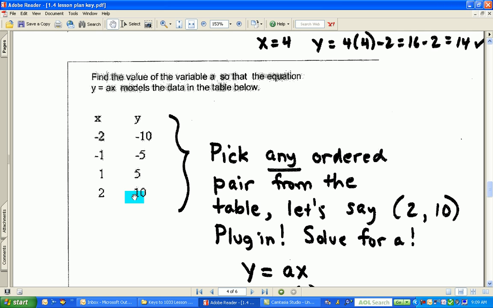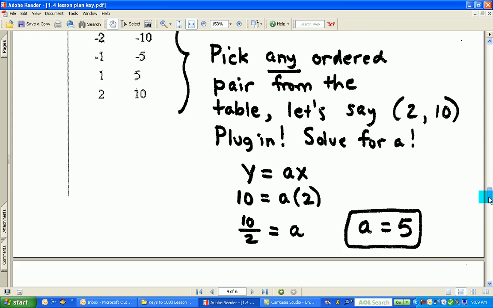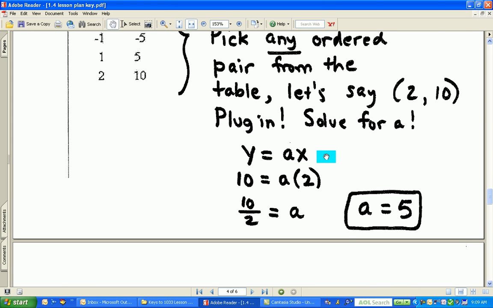So I happen to pick the ordered pair 2, 10. So what I do, let me scroll down for you here, I go to the formula y equals ax, and since I know the ordered pair 2, 10 is a solution, I put a 2 in for x and I put a 10 in for y. So that gave me 10 equals a times 2, and in order to get a alone, I divide both sides of the equation by 2, and that's how I get a is 5.